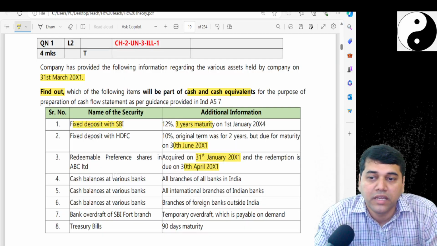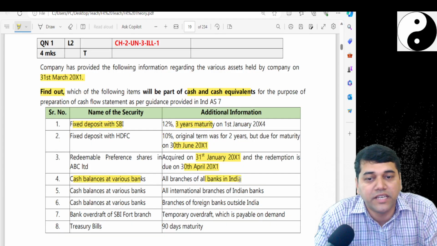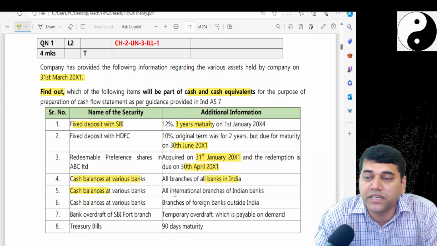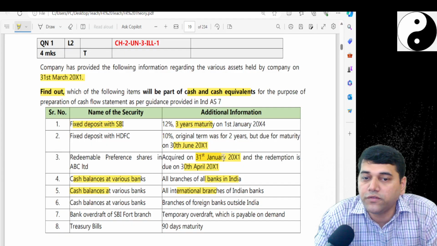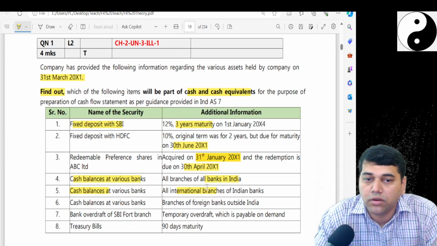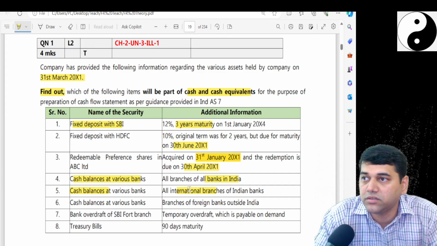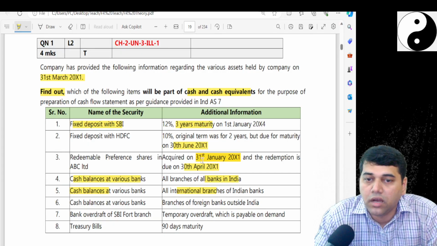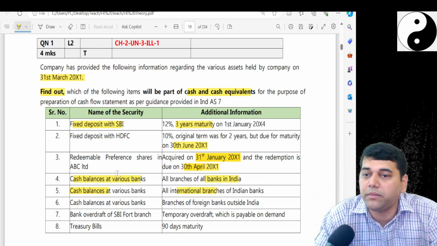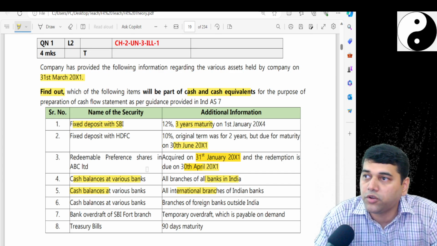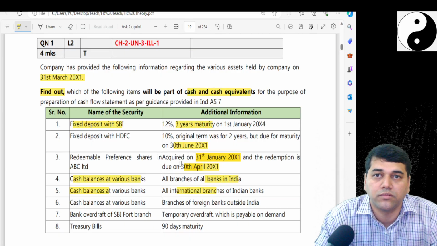More than 3 months. Cash and balance with the so many branches, all branches of banks in India, cash balances with international branches. You acquired on 31st January, no? Okay. And is it due within 3 months from the date of acquisition? Sorry, it's the 31st January. Yeah, it is due within 3 months, no? 30th. So probably this one is yes, because February, March, April. Within 30th April, it is due for redemption.